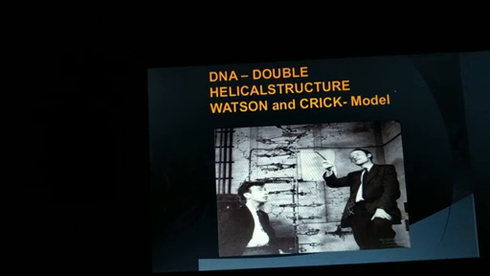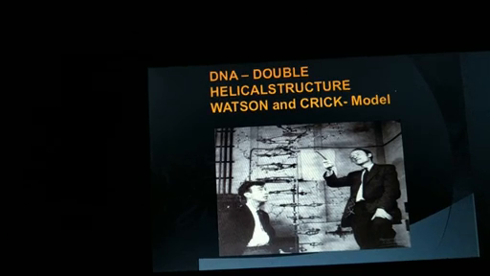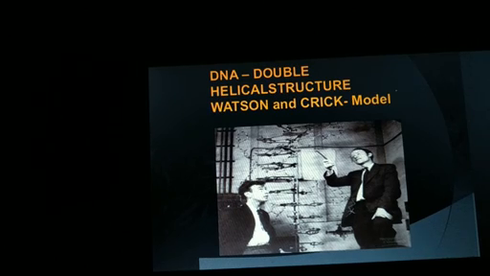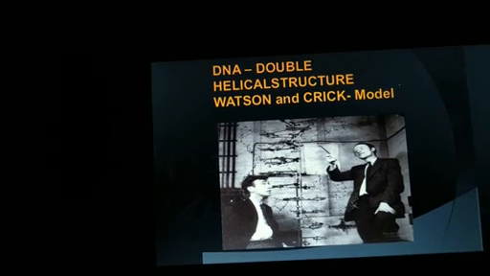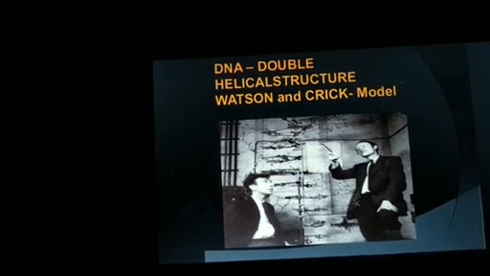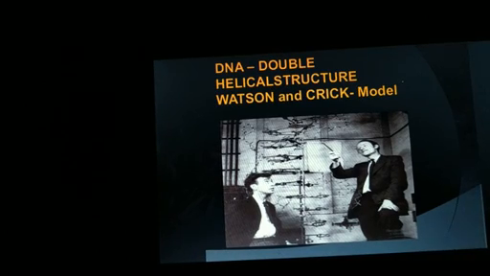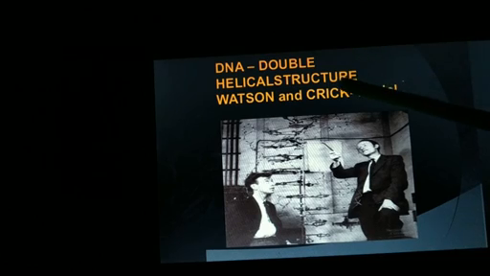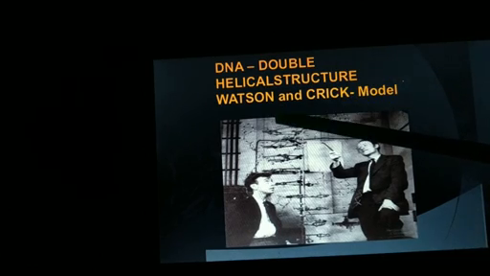Hello students. So till the last class we have seen that DNA is the genetic material. Now we will discuss more about this DNA. So I will discuss the structure of DNA, that is the double helical structure, which was given by Watson and Crick.